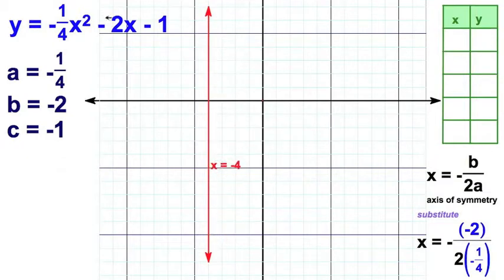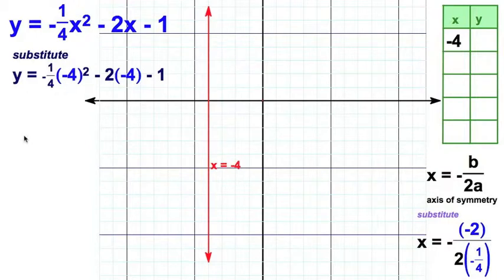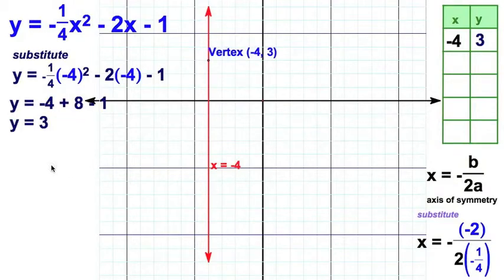And I think you know what's next. You're going to put in negative 4 for the value of x, and then you're going to substitute into the equation, a little more arithmetic than the last one. Negative 4 quantity squared is positive 16 times the negative 1/4, negative 4 plus 8 and minus 1. So you can see right there, that's going to yield a 3. So I now have my vertex, negative 4, 3.